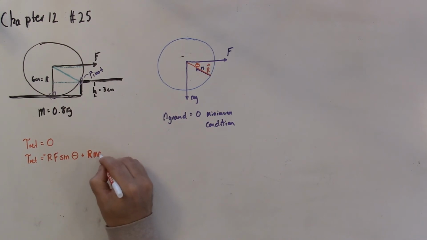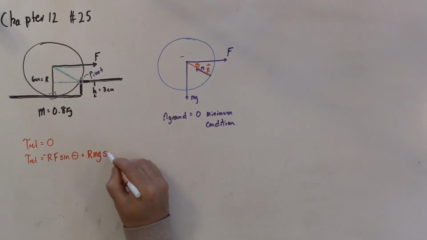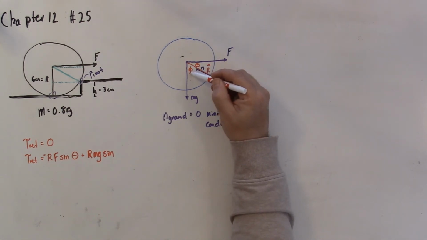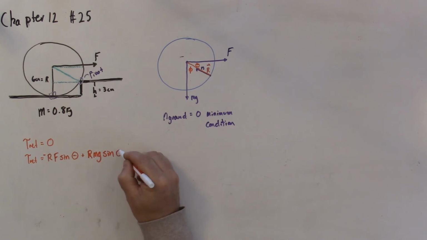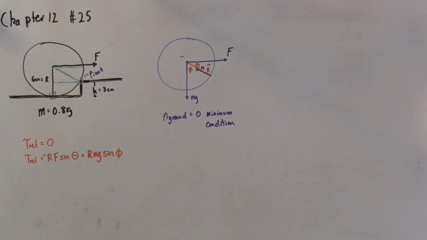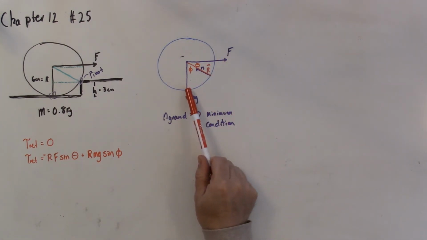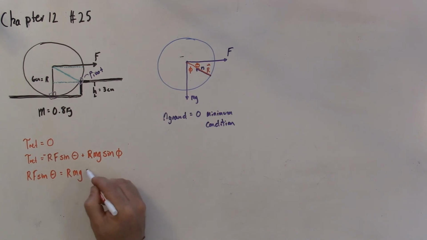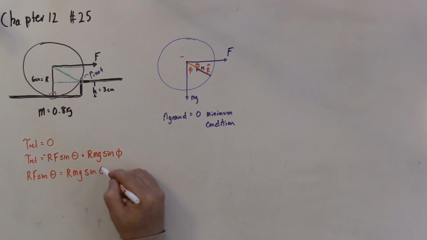R mg times the sine of, well, if this one is theta, what is this one then? This one's got to be phi, where theta and phi are complementary. Those are the only two forces, and they both supply torques. Again, there's no normal force here, and I look over here, there's nothing else pulling or pushing. So it turns out that RF sine theta is equal to R mg sine phi.